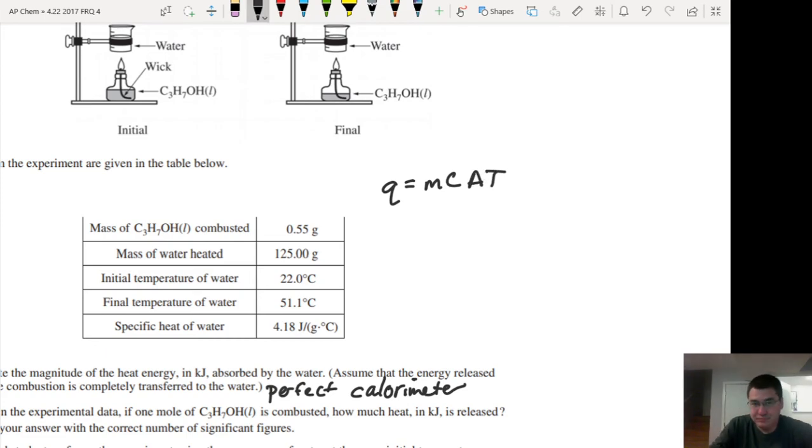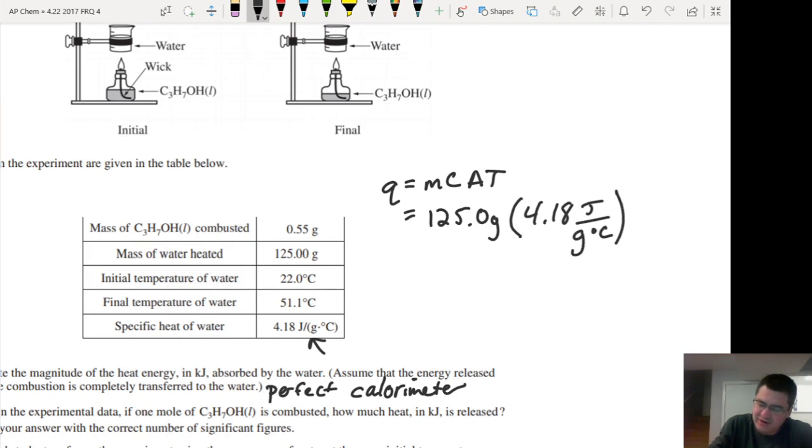If you've got mass of water, 125, it is in grams. That's perfect because the specific heat of water is also in joules per gram. So the heat capacity is 4.18 joules per gram degrees C. As you're doing this, you just check that your units cancel, and then change in temperature. What's our change in temperature?